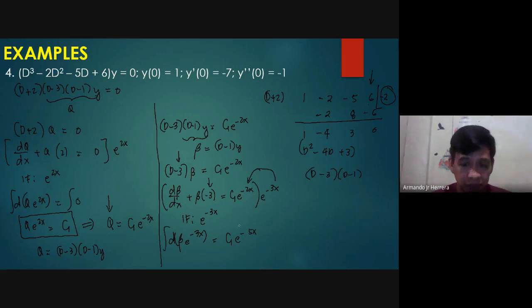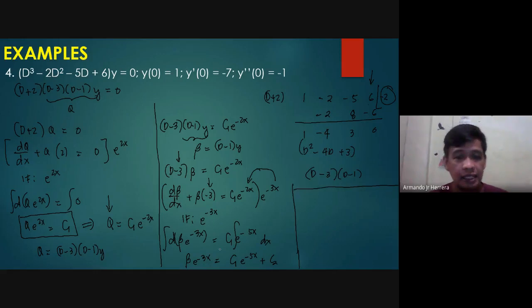So integrating with respect to x, that's beta e to the negative 3x is equal to c1 e to the negative 5x plus c2. So again, what we're doing is we do not include the constant, because any constant multiplied by a constant is still a constant. So, simplifying this by multiplying by e to the 3x, that gives us beta equals c1 e to the minus 2x plus c2 e to the 3x.